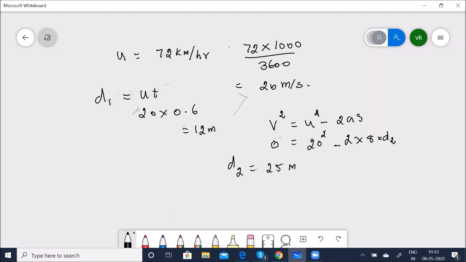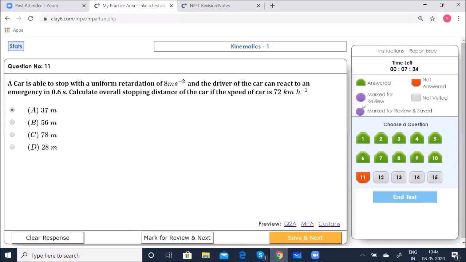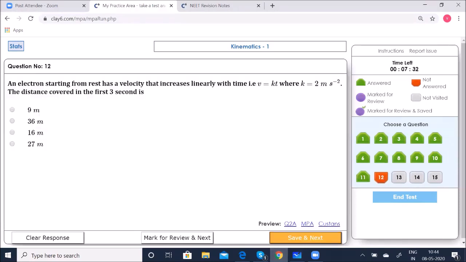So what is going to be the total stopping distance? D is going to be D1 plus D2, which is equal to 12 plus 25, which is equal to 37 meters. Let's see which option is correct. 37, option A is correct. Save that, go to the 12th.